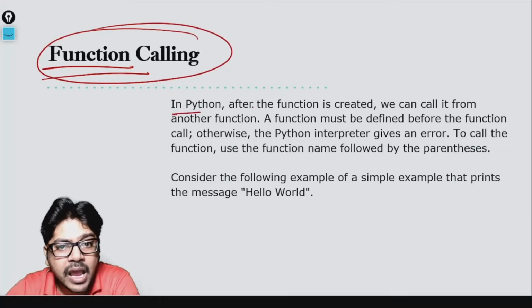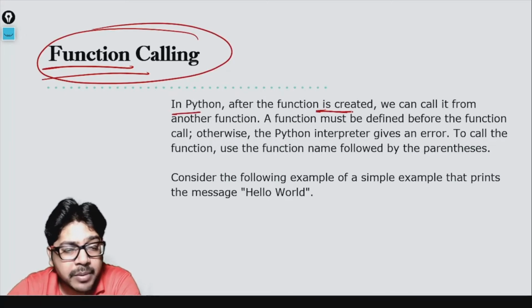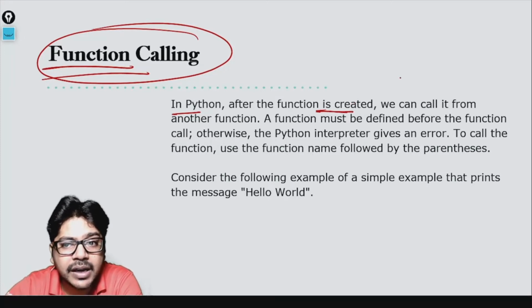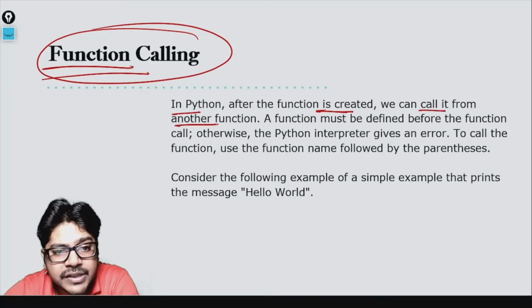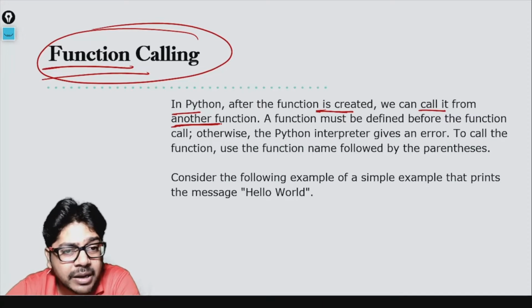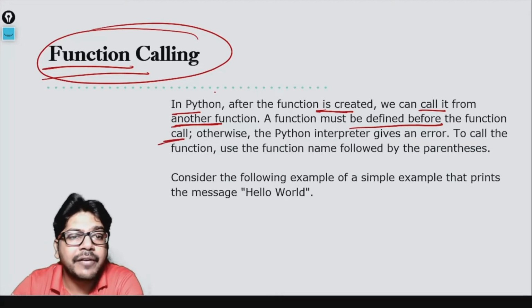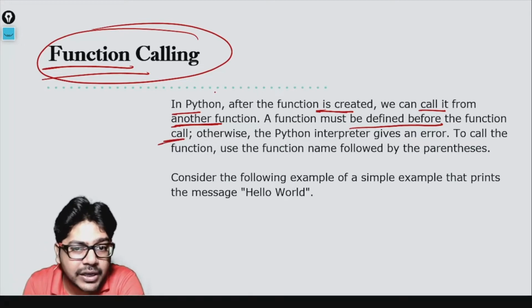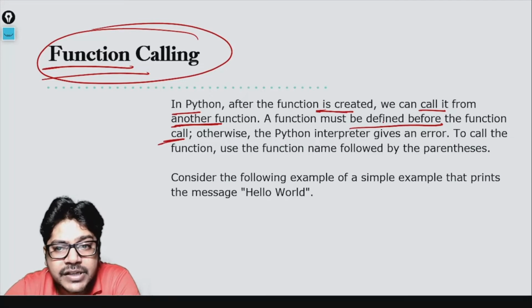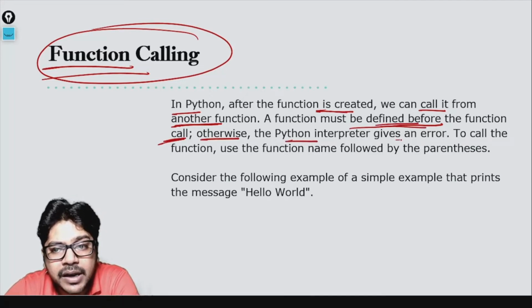So in Python, after the function has been created, we can call it from another function or another part of the program. And a function must be defined before the function call. In order to use a device, the device must exist. Then only you can use it. Similarly, a function must be defined before the function call, otherwise the Python interpreter gives an error.